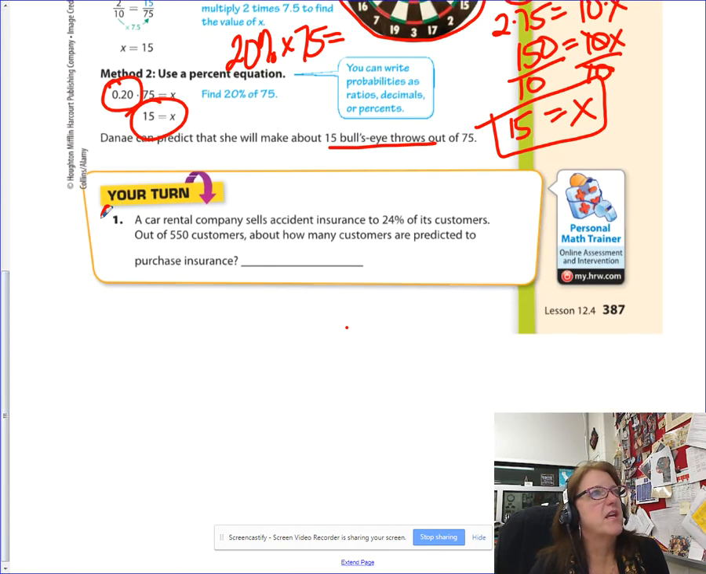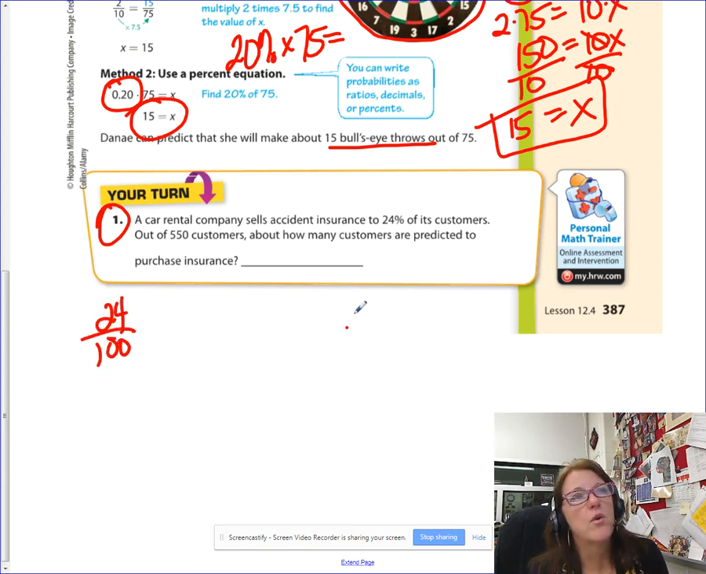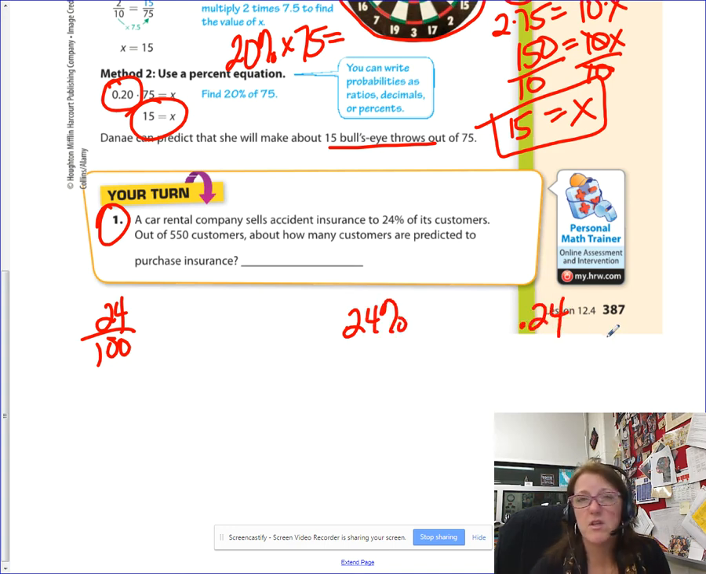All right, so you grab this one. On the bottom of this page, it says a car rental company sells accident insurance to approximately 24% of its customers. Okay, stop right there. The minute you see 24%, either you're thinking 24 out of 100, or you're thinking 24%, or if you're a decimal person, maybe you're thinking of 24 hundredths. All of those are the same thing. Out of 550 customers, about how many customers are predicted to purchase?